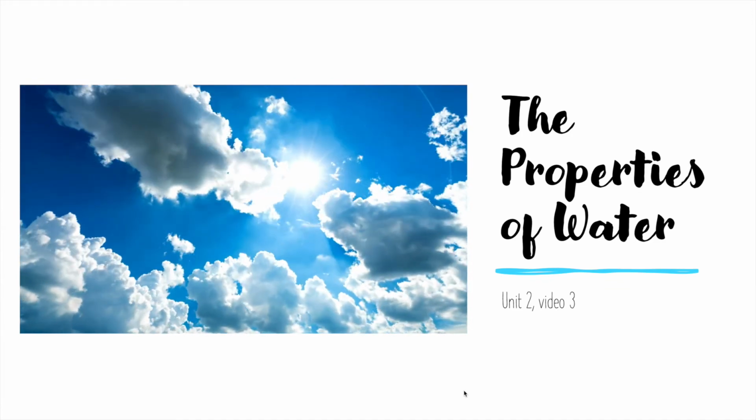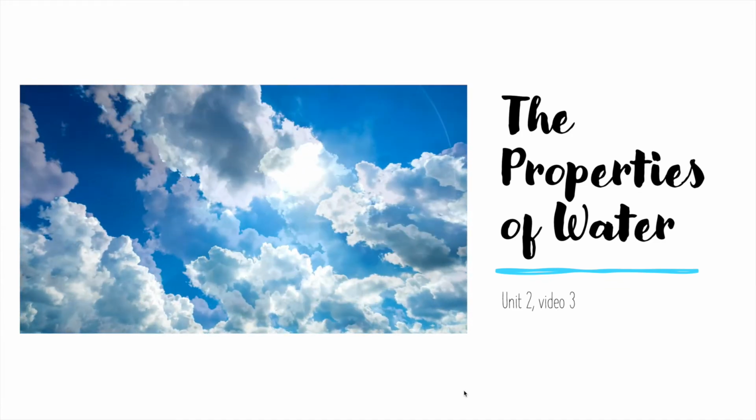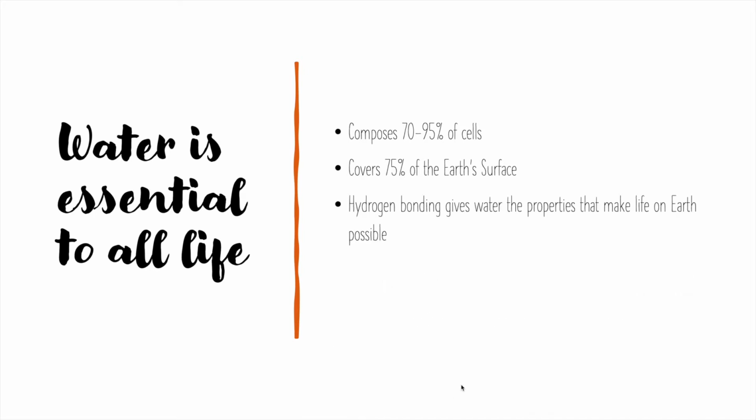Today we are going to discuss the properties of water. Water is essential to all life. It comprises 70 to 95% of cells and covers 75% of the Earth's surface. Hydrogen bonding gives water the properties that make life on Earth possible.